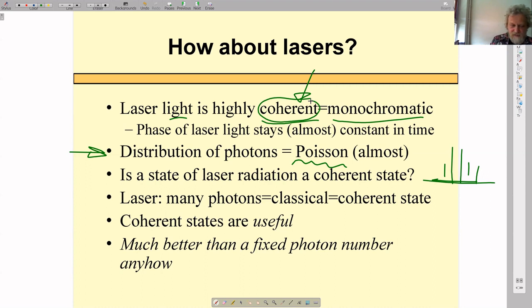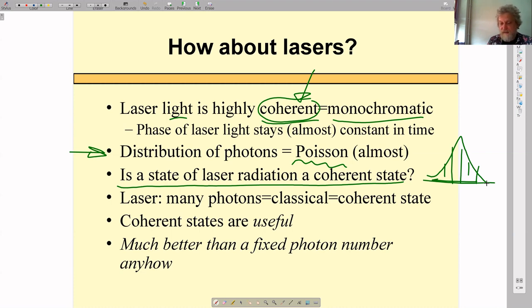So in fact, a better answer is to say that the laser is in a coherent state. Then in fact, it is in a single state. It doesn't have to jump. But the distribution of number of photons is still correct, you still have a square root of n spread in the distribution of number of photons.